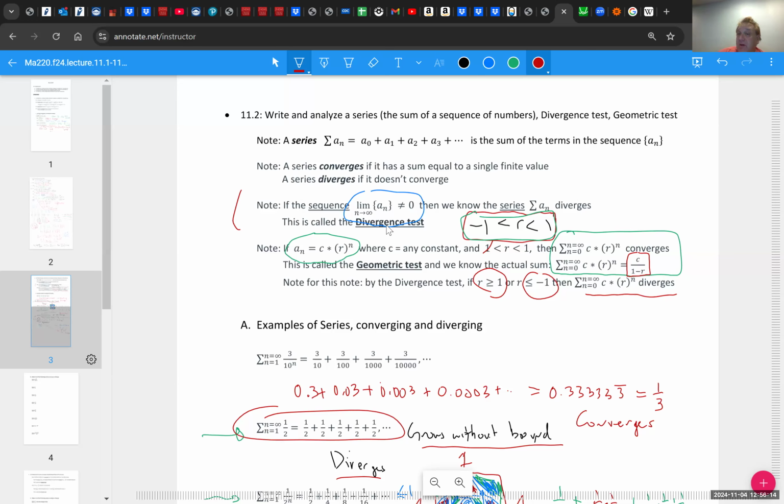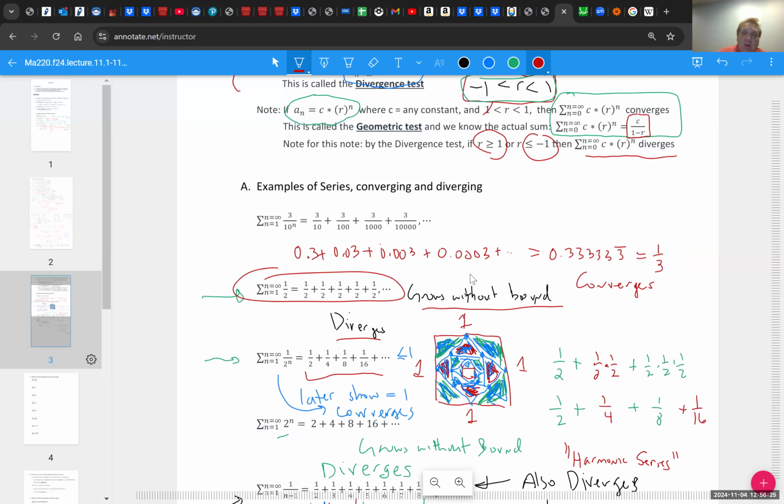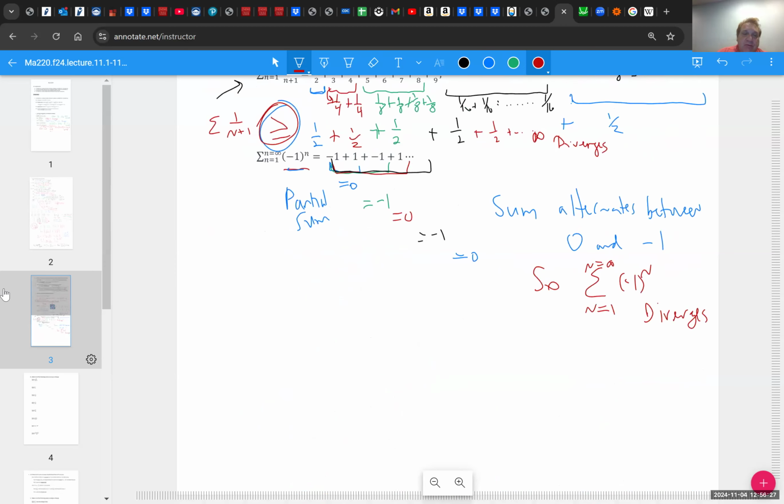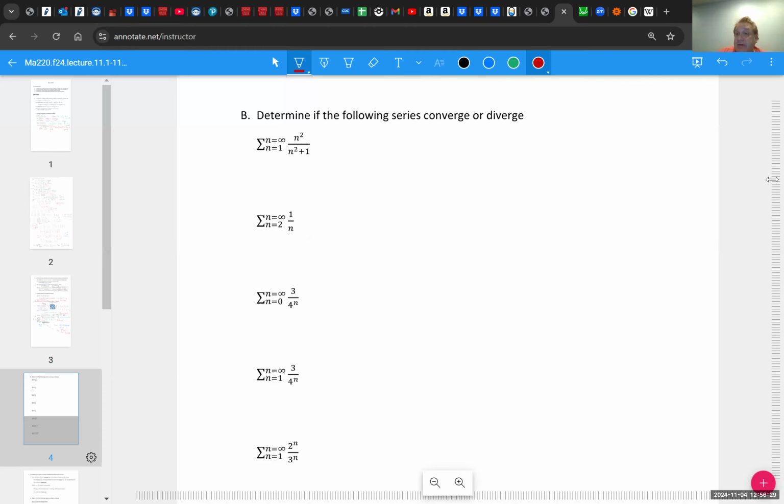And in fact, we know what the sum is. It's c over 1 minus r. And if r is not between -1 and +1, it's anything else, we immediately know that that series diverges. That's the geometric test. Okay. Oops, next page. Might want to write those down or have those handy.